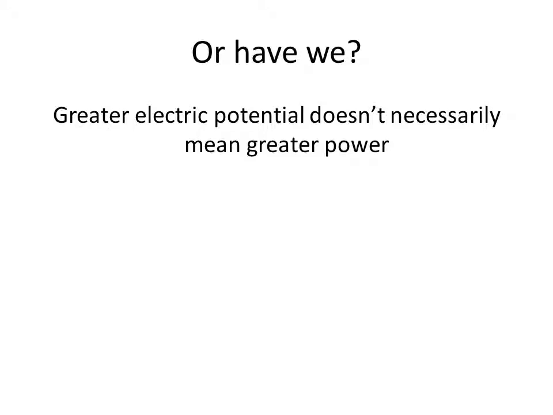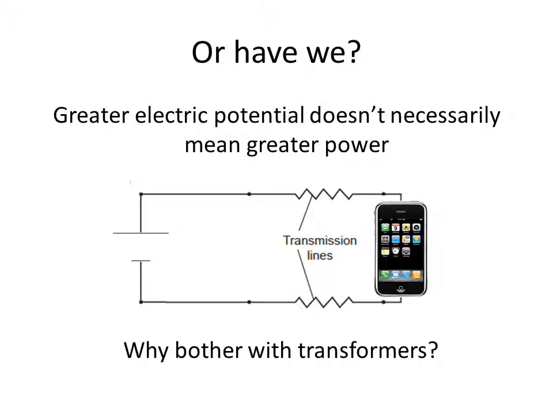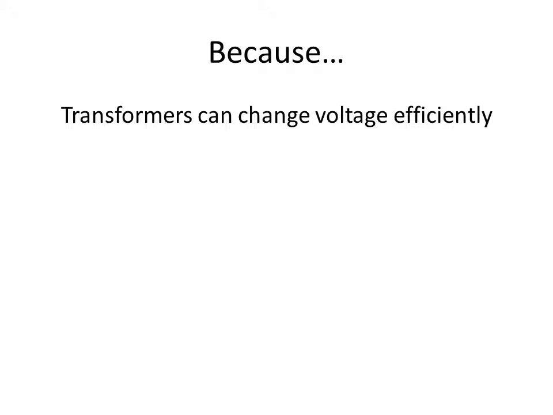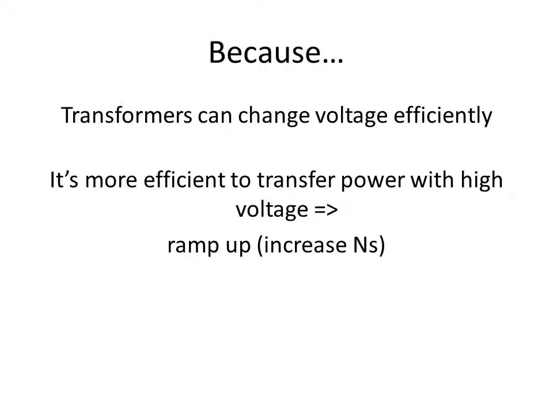Well, if that's the case, why don't we just transfer power down electrical wires using direct current? Why do we bother using transformers at all? Transformers provide us with an efficient way of changing the voltage, that is, with a low amount of power loss in the process. As you will show in this week's lab, it's more efficient to transfer power using a high voltage, so when electricity is being transferred to your dorm, the voltage can be ramped up by increasing the number of turns through the secondary coil.